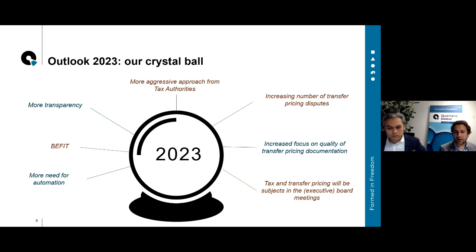And then again, obviously, that's also listed here: transparency, audits, especially on financial transactions, because you see increased scrutiny from the tax authorities' perspective. And the burden of proof is something that will be really, really important.